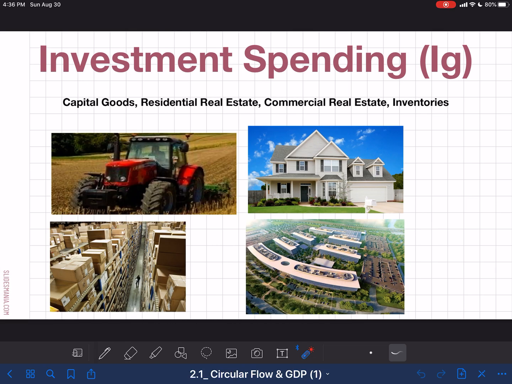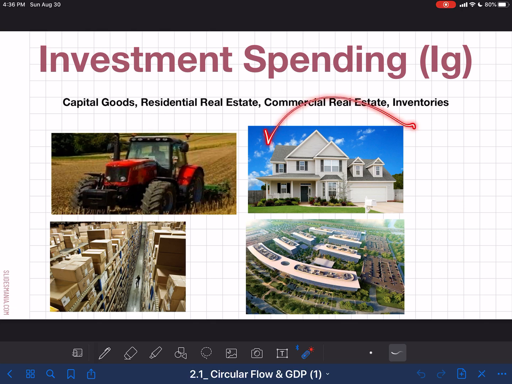Investment spending, like I said, is physical capital products, things you can actually touch. So any type of machinery would be considered an investment purchase. Inventory space is investment purchases. Think about all of the Amazon stock stores that we have. The warehouse is full of boxes for Amazon. That's all inventory purchases. And then any type of real estate purchase would also be investment spending.